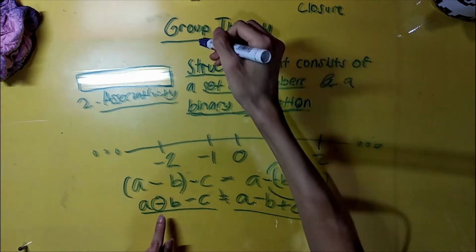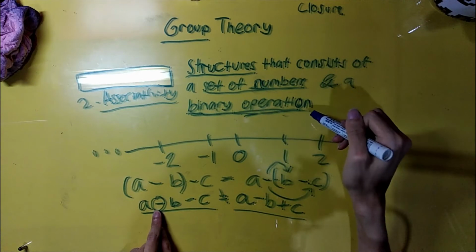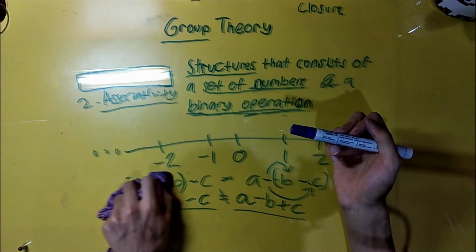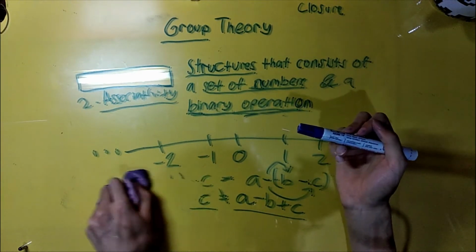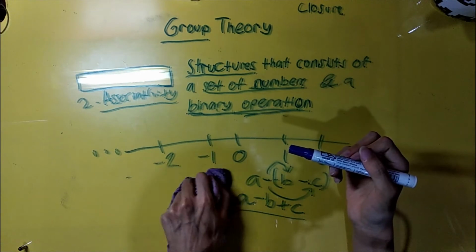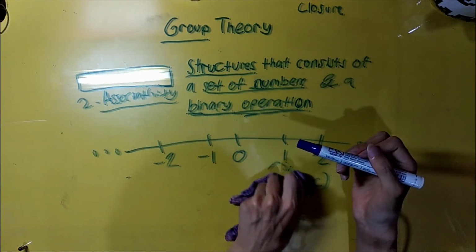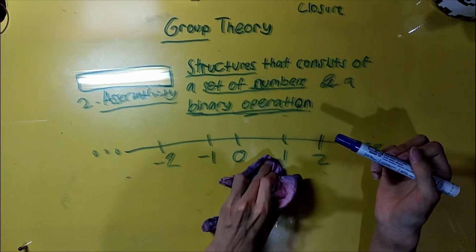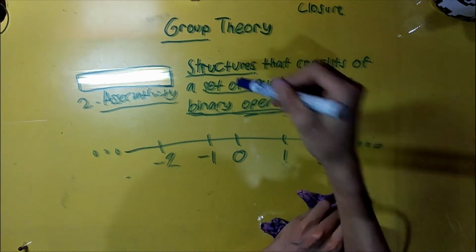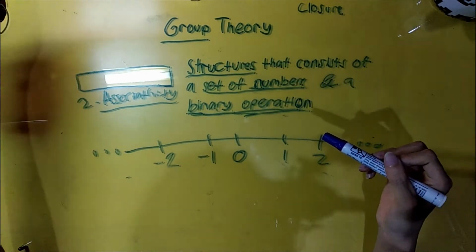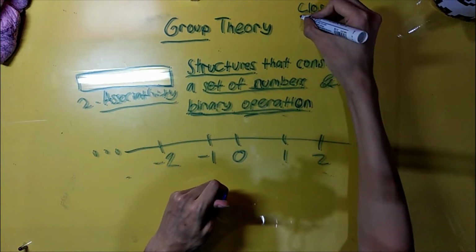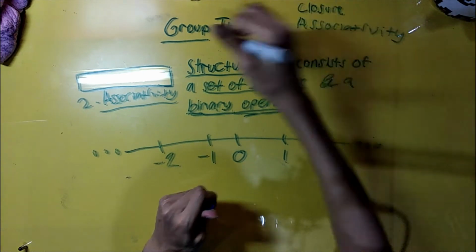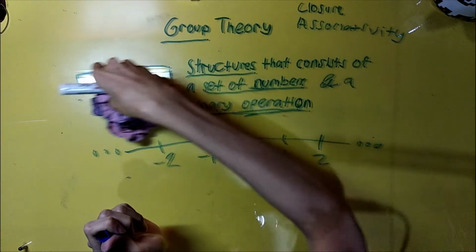Therefore, if you have a group that has subtraction as a binary operation, you can immediately say that it is not a valid group. While if you have a group under addition, then, well, it is associative. It could become a group, but you would have to check the other properties. So that is what associative means. Some binary operations are associative, others are not. Some structures are associative, other structures are not. So I'm going to write that here, associativity. And we move on to our third rule.